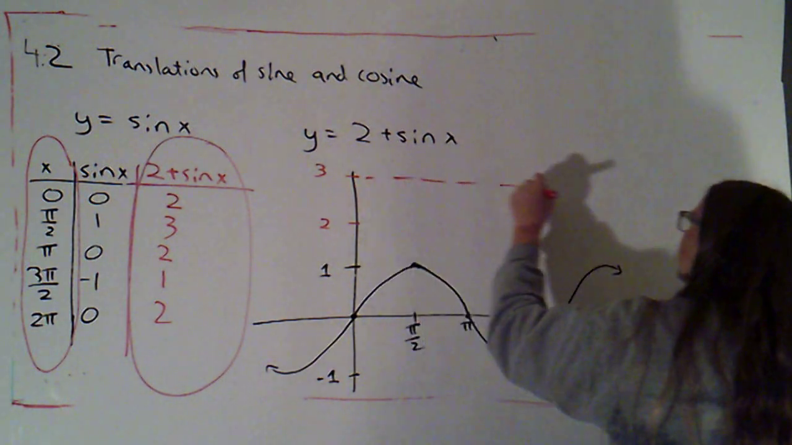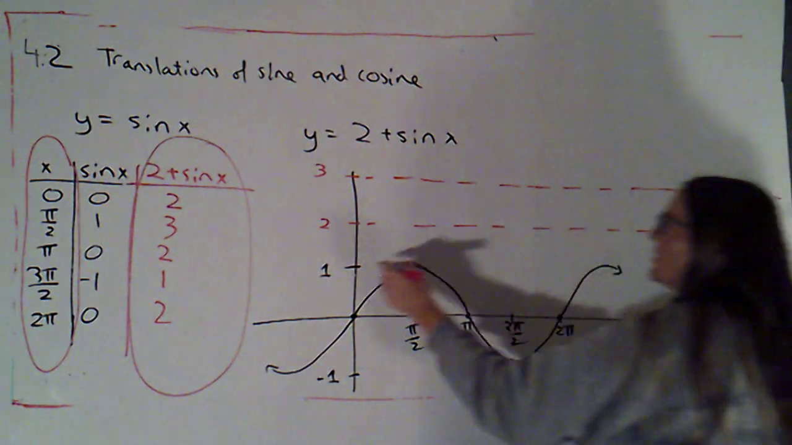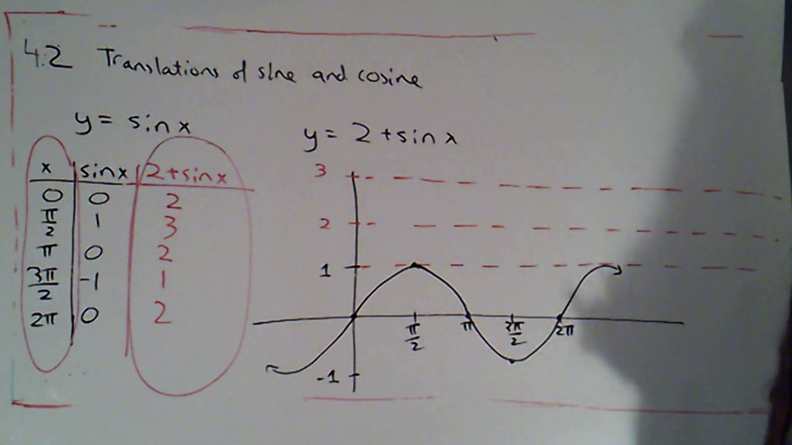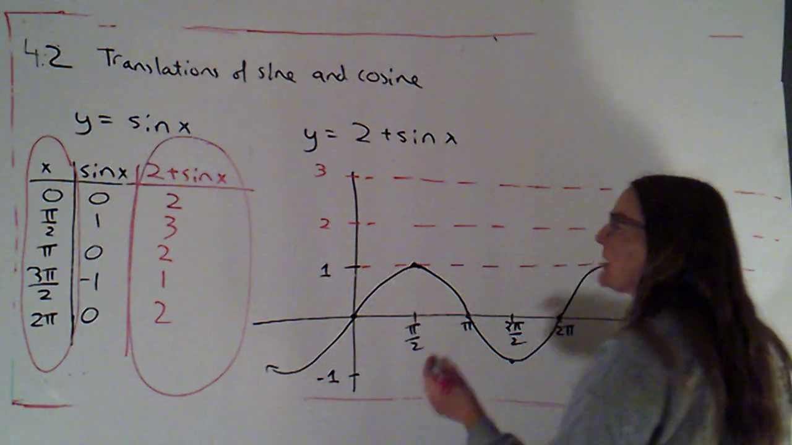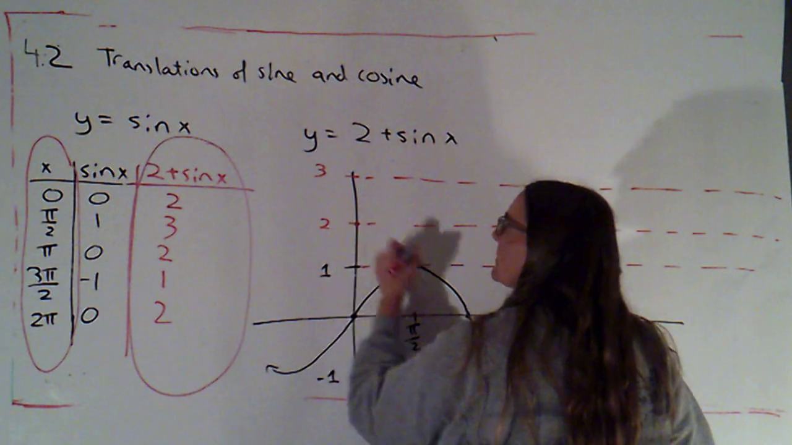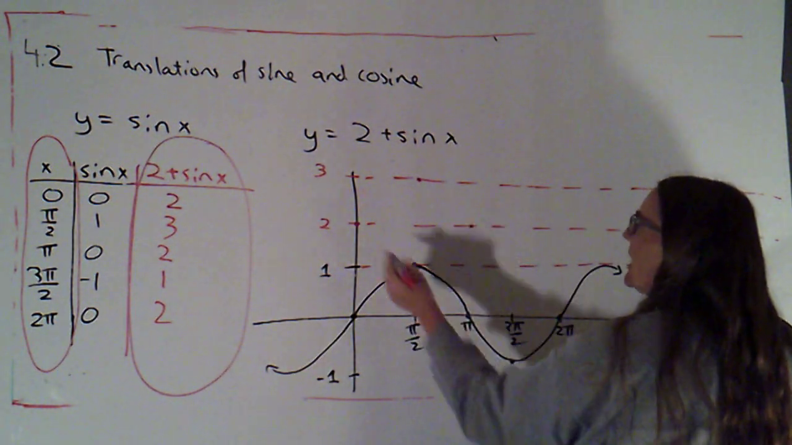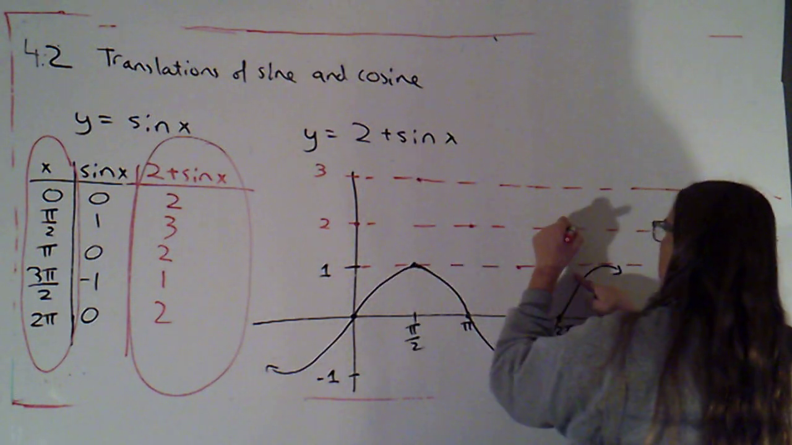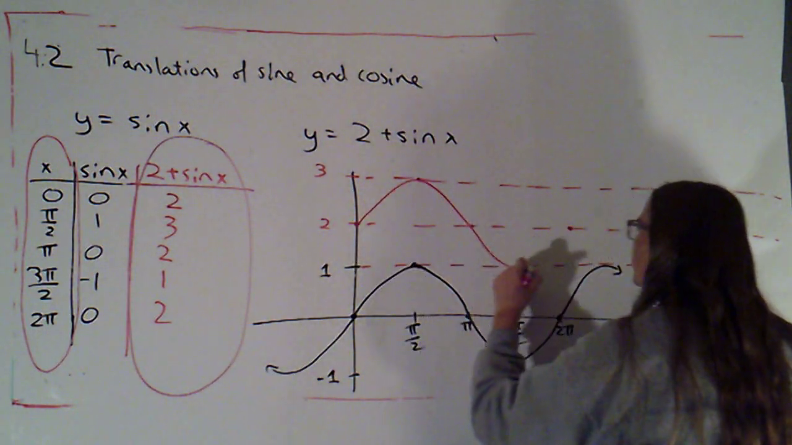I find it helpful, although this isn't absolutely necessary, to just draw in dotted lines at those heights. If you have graph paper, that's not necessary. This is like the grid lines that you would have. If you do this, make sure they're dotted lines, not solid lines, because solid lines would be considered part of the curve. But then I can plot my points. 0, 2, pi over 2, 3, pi, 2. And notice, it's basically the same pattern. Middle, high, middle, low, middle. I just have a new high, middle, and low value.